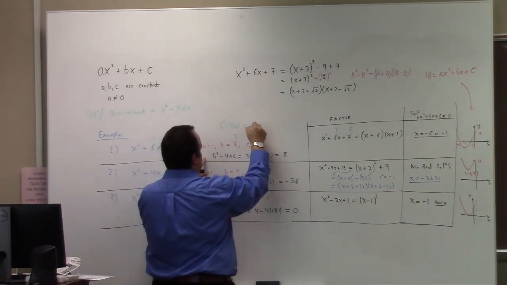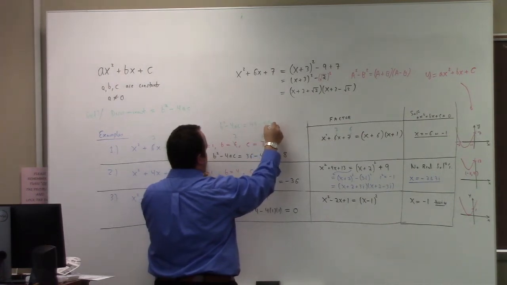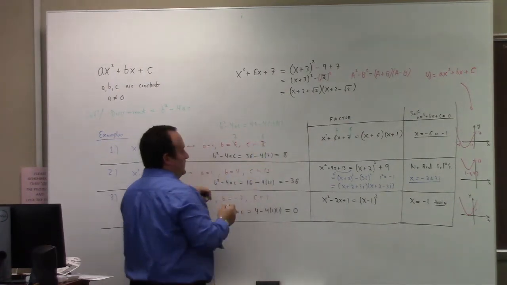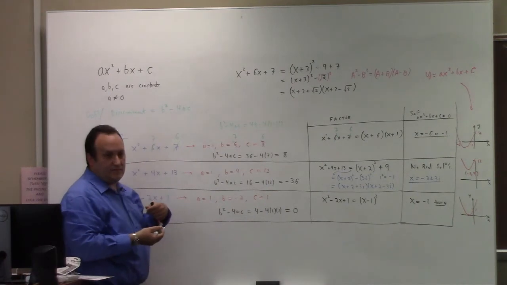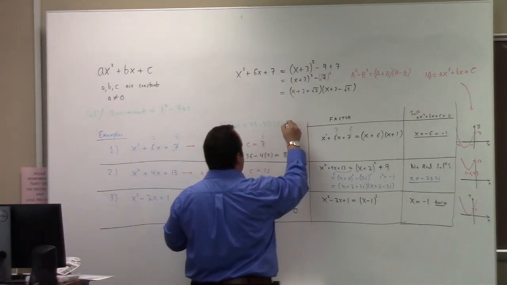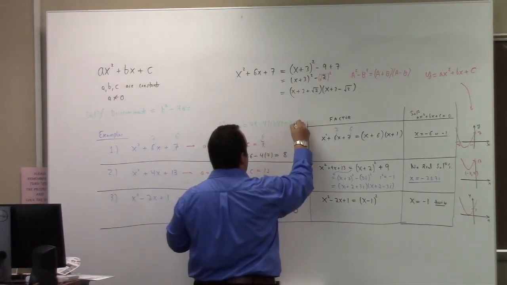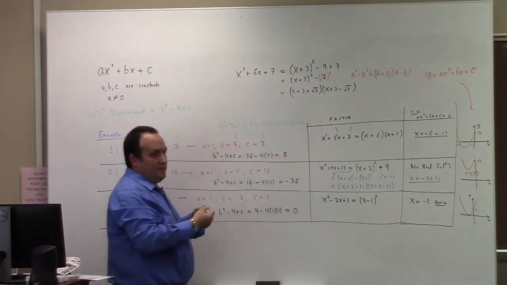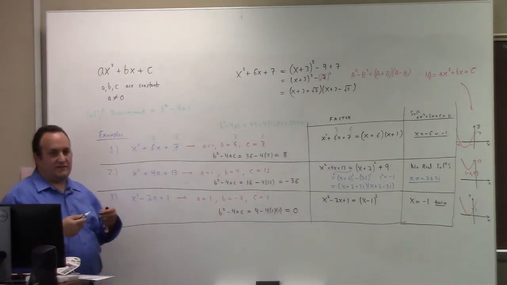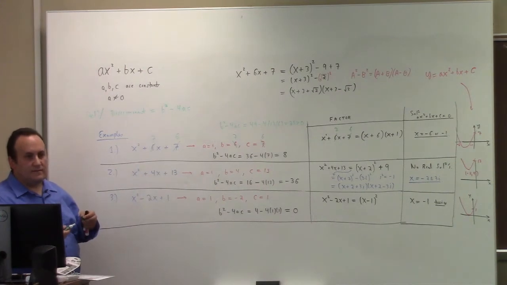We got 49 minus 4 times 1 times 6, right? 49 minus 24 is 25. So it really doesn't change the moral of the story here. It's still a positive discriminant. Am I wrong? Yep. I'm just confused.